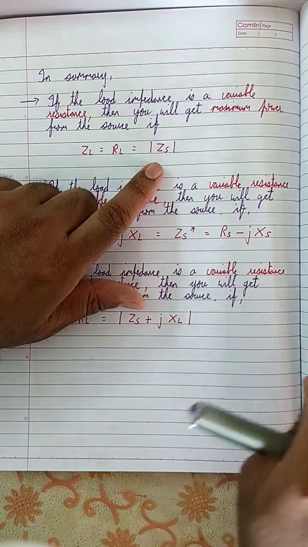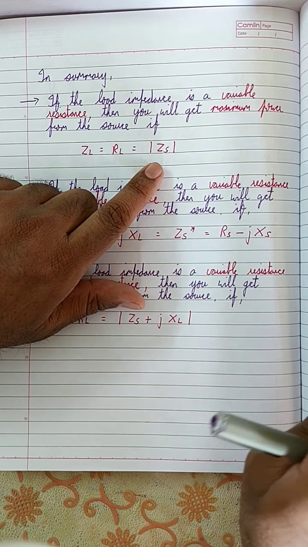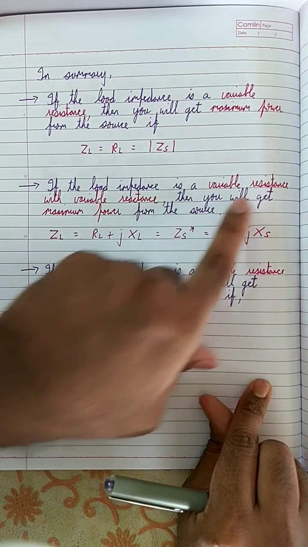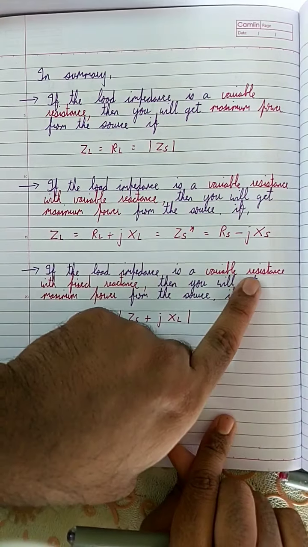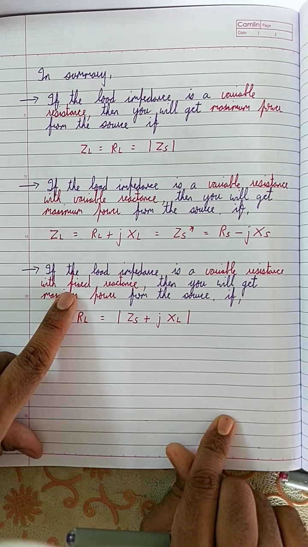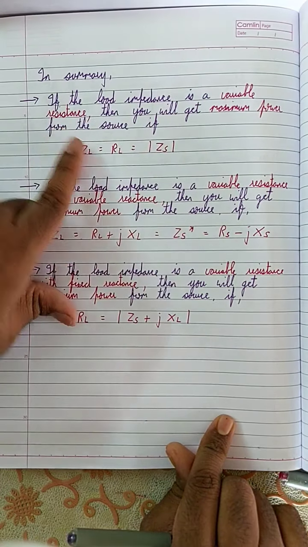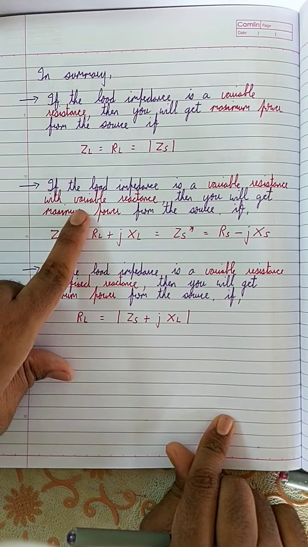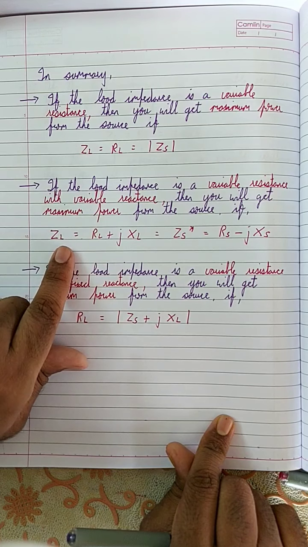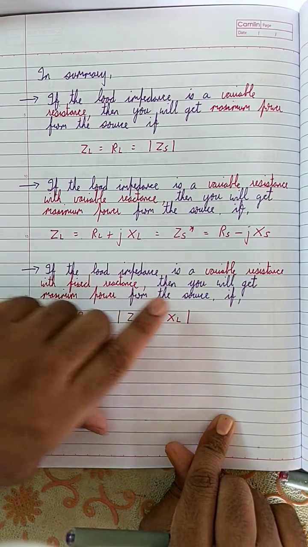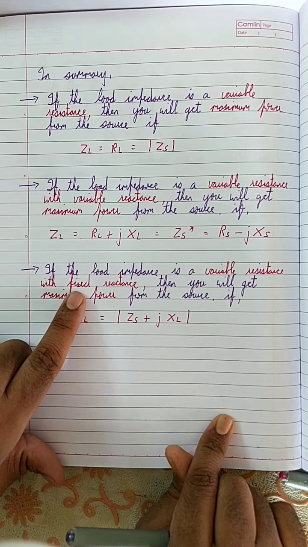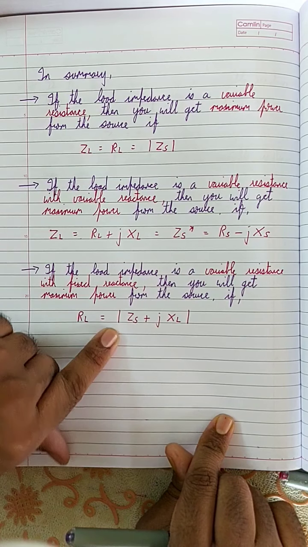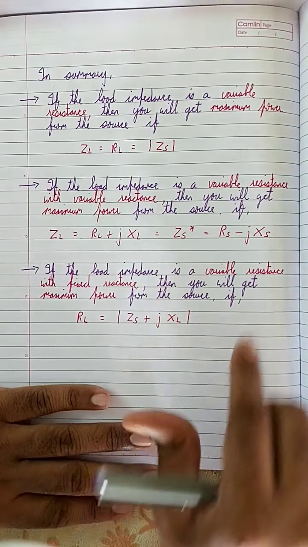Depending on the type of load impedance, it can be a variable resistance, a variable resistance with a variable reactance, or a variable resistance with a fixed reactance. If it is a variable resistance, then this is the value to have maximum power. If it is a variable resistance with a variable reactance, then this should be the value of your load impedance. And if it is a variable resistance with a fixed reactance, then to have maximum power, this should be the value of your load resistance, that is the magnitude of ZS plus jXL. So these are the three conditions.